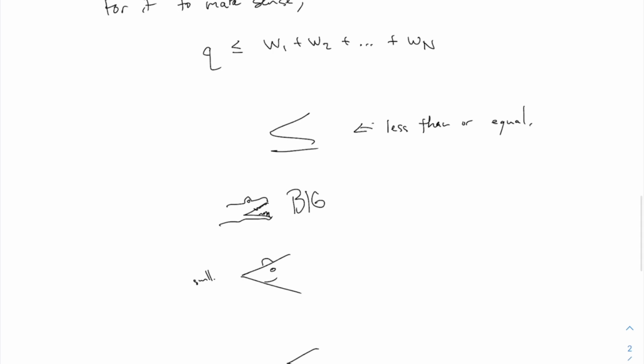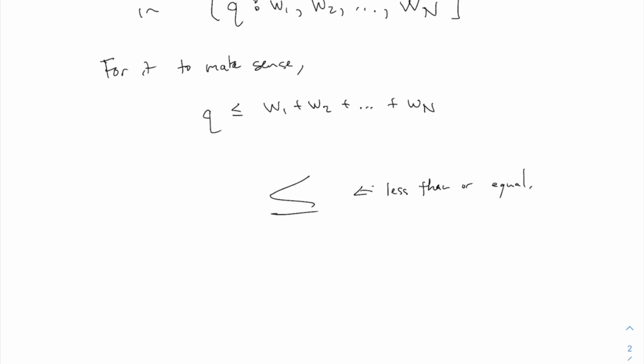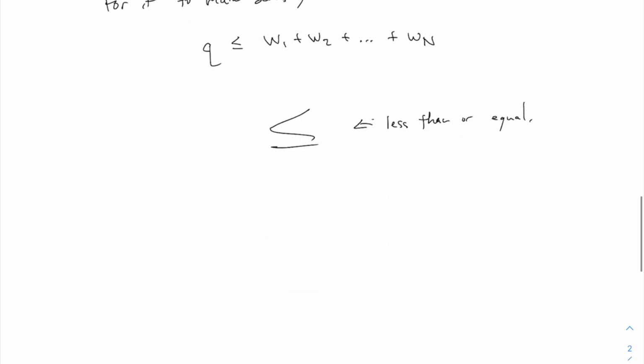Just remember, this means the Q is less than all the weights added together. Okay. What about something else? There's also a rule about this. It basically says the Q cannot be too big. In this example, the Q was unrealistically big. There's also a problem if the Q is stupidly small. Here is an example like that.